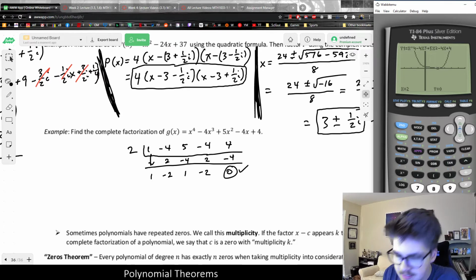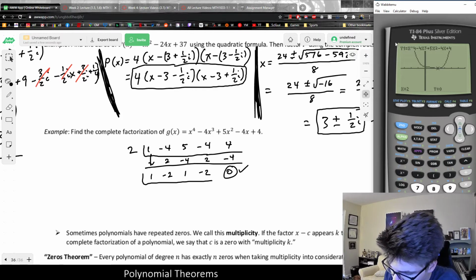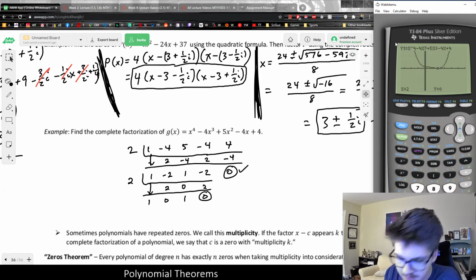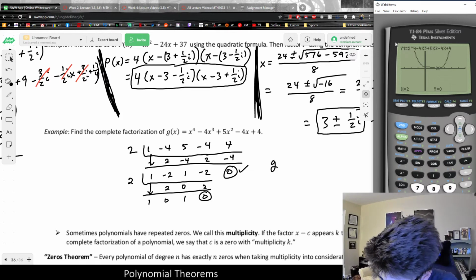And it indeed is. And as the graph, kind of what I was saying about multiplicity, it can possibly be a factor more than once. Let's just try it again. You can sometimes have repeated zeros. And if I try it again, I'm going to get 2. Oops, 0 times 2 is 0. 1 times 2 is 2. And actually it is again. Excellent. So my conclusion is that g of x will factor as x minus 2 times x minus 2.